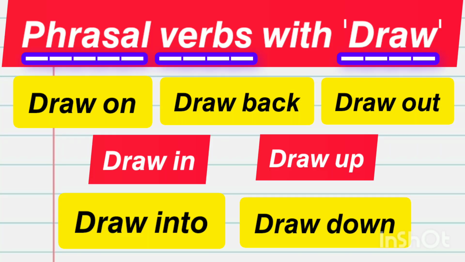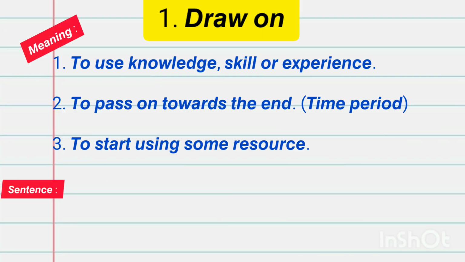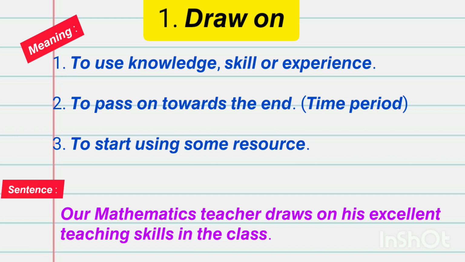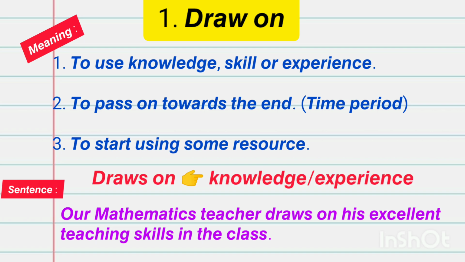Phrasal verbs with draw. Number 1. Draw on. First meaning of draw on is to use someone's knowledge, skill or experience to do something. Example, our mathematics teacher draws on his excellent teaching skills in the class. We can also say this like he draws on his knowledge or experience.